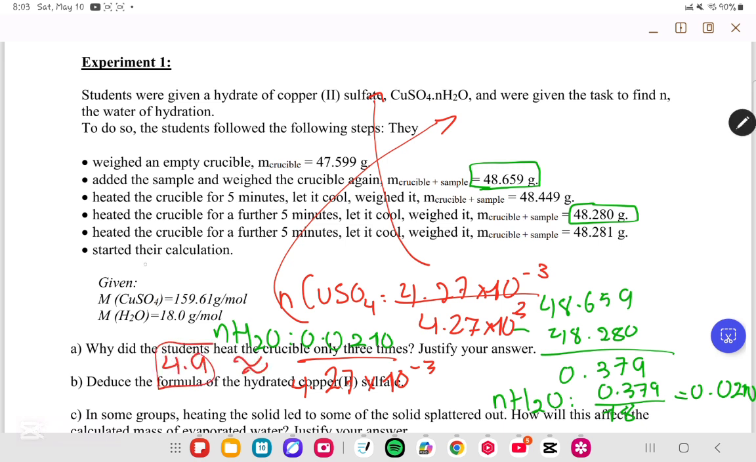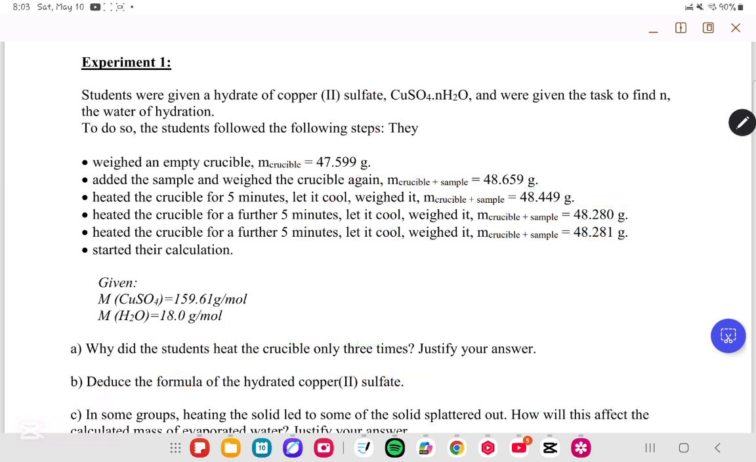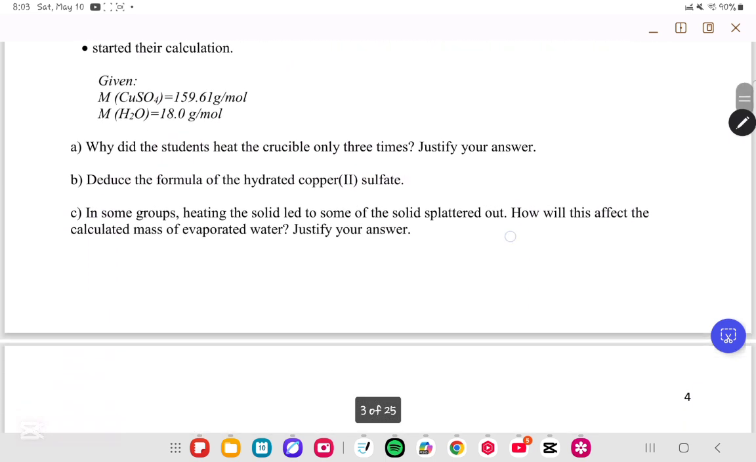We cannot put any values that are not an integer, so it needs to be a whole number. So you'll round it to 5. That means n is equal to 5. Very simply. We move on to part C.